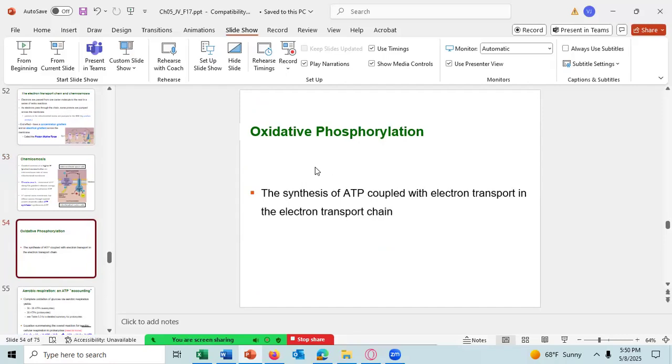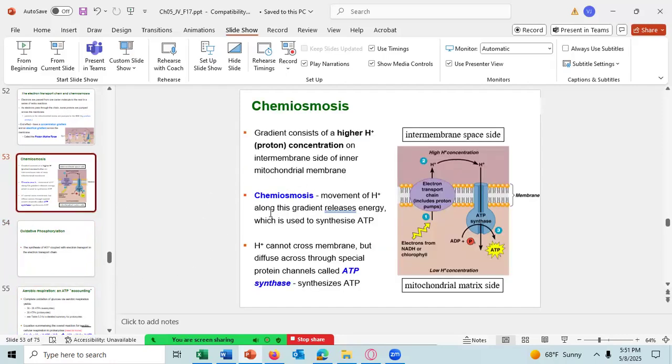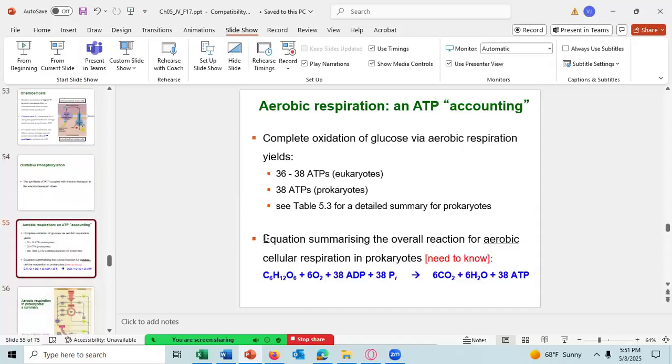There's another name for the electron transport chain, oxidative phosphorylation. It's oxidative because, well, the molecules are oxidized, and phosphorylation because ADP becomes phosphorylated. But we will call it the electron transport chain, not oxidative phosphorylation and not chemiosmosis. I'll just call it the electron transport chain.